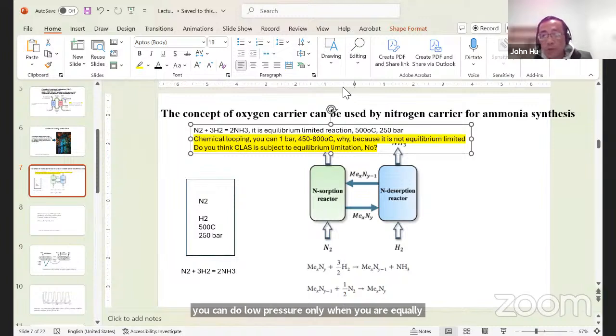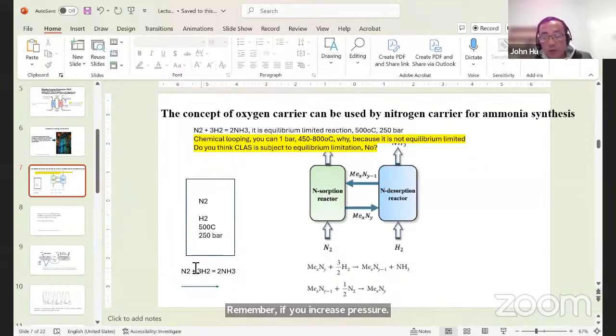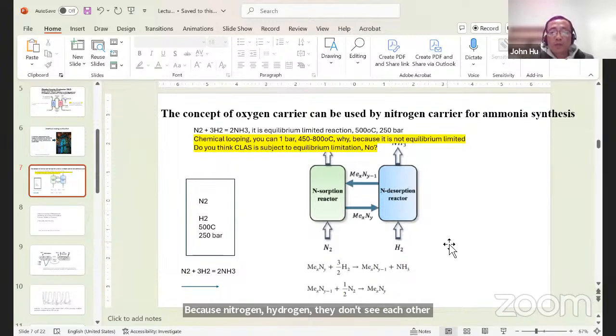Remember, if you increase the pressure, they go this way, all right? Because you have 4 molecules on this side, and then you have 2 molecules. In the traditional Haber-Bosch process, with hydrogen and nitrogen together, if you increase pressure, it will go this way. Here, increasing pressure doesn't help you because nitrogen and hydrogen don't see each other. They are present in 2 different vessels. Make sense?